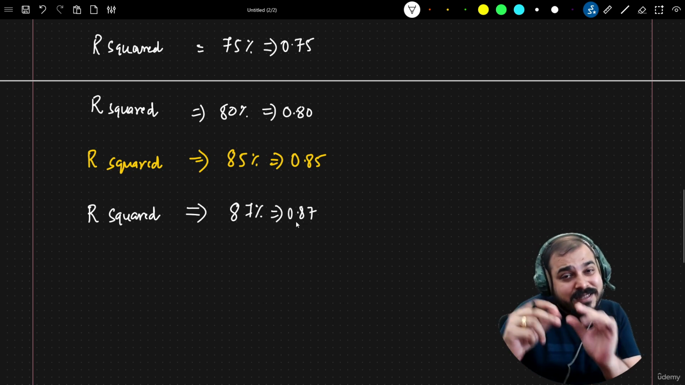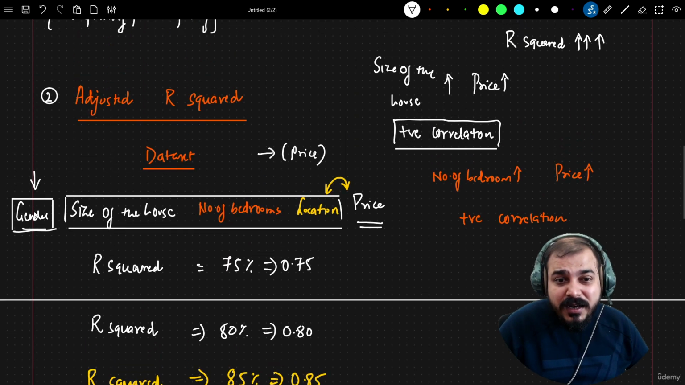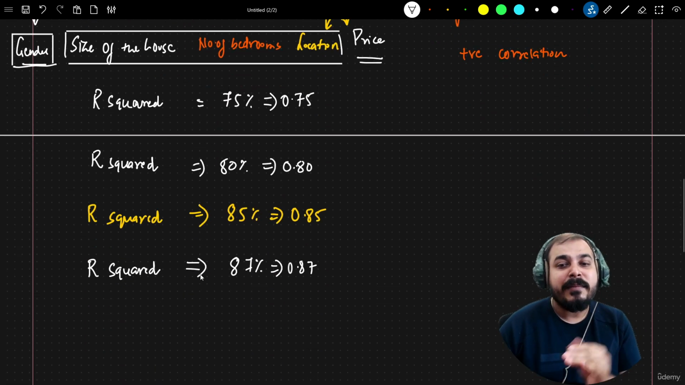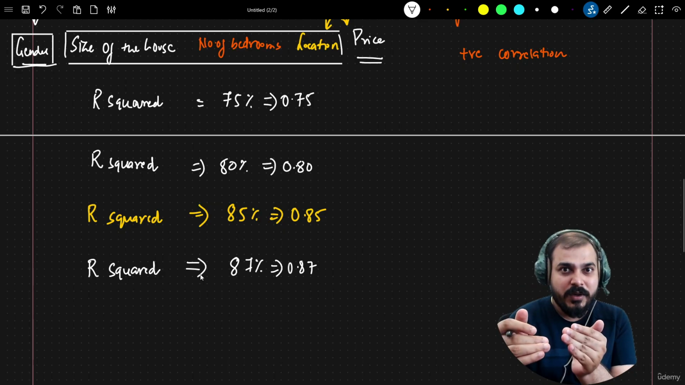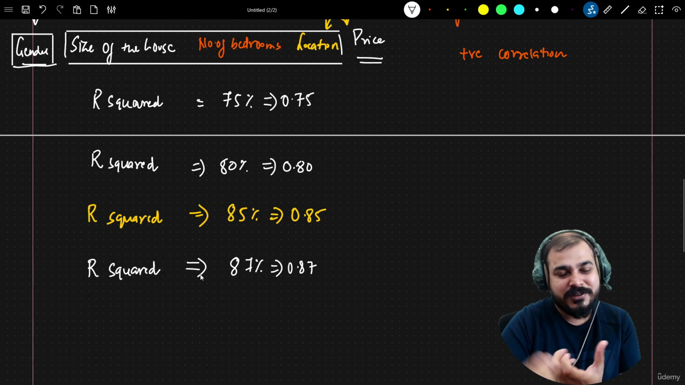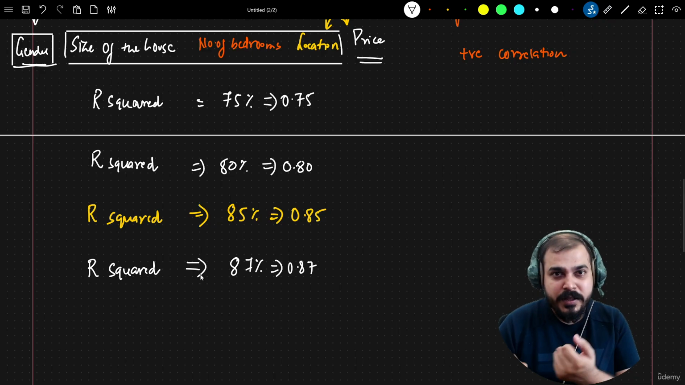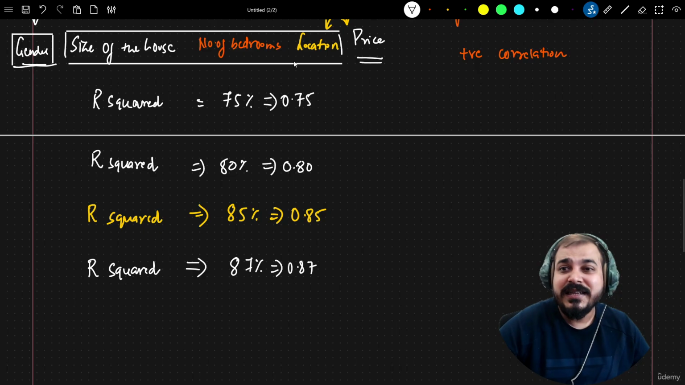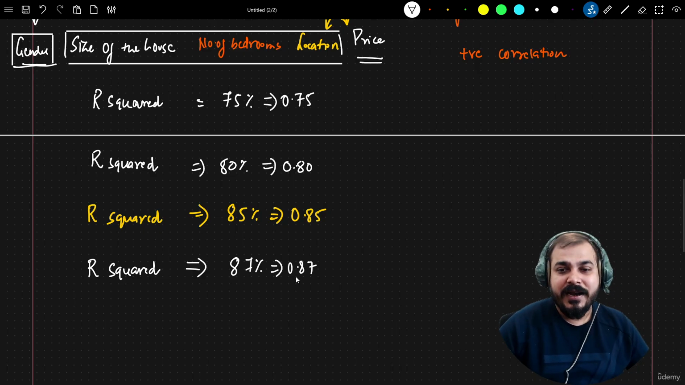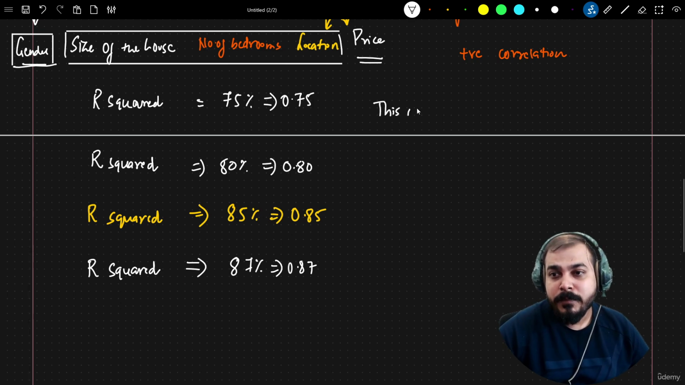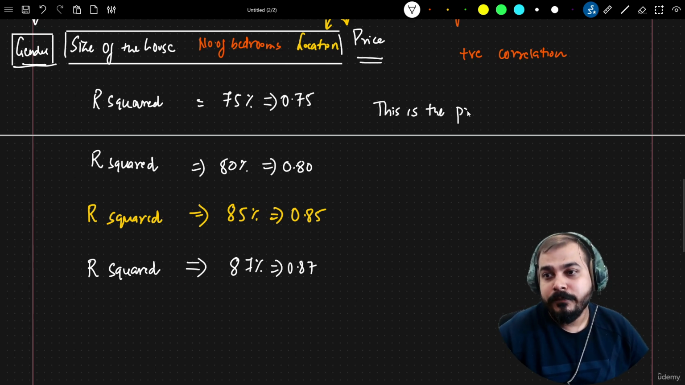But now there is some kind of problem. Even though this particular feature is not at all correlated with price, here you can definitely see that my R squared value is increasing. I did not prove it practically yet, because I'll do the practical and show you with respect to this particular problem statement also. So in this case, you can see that even though this and this feature are not at all correlated, still it is basically increasing. So this is the problem with respect to R squared.